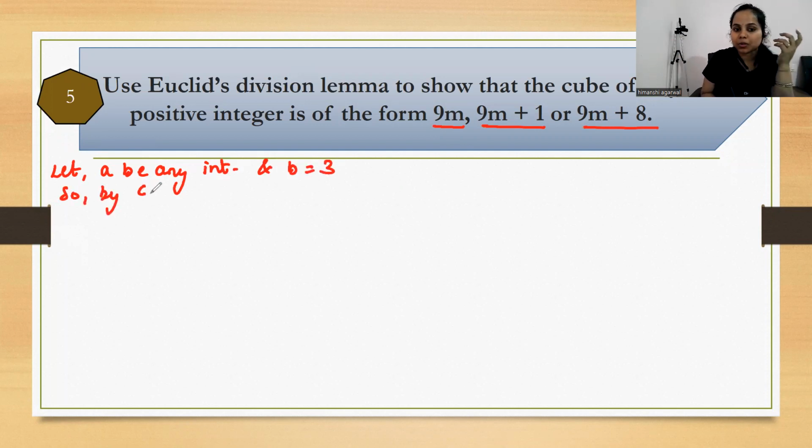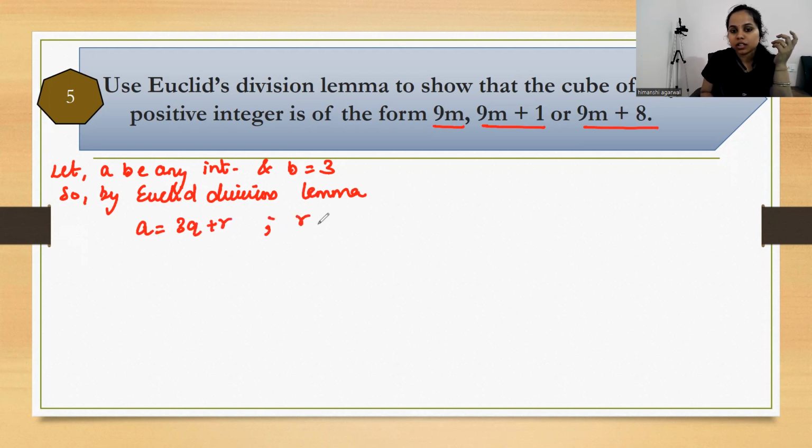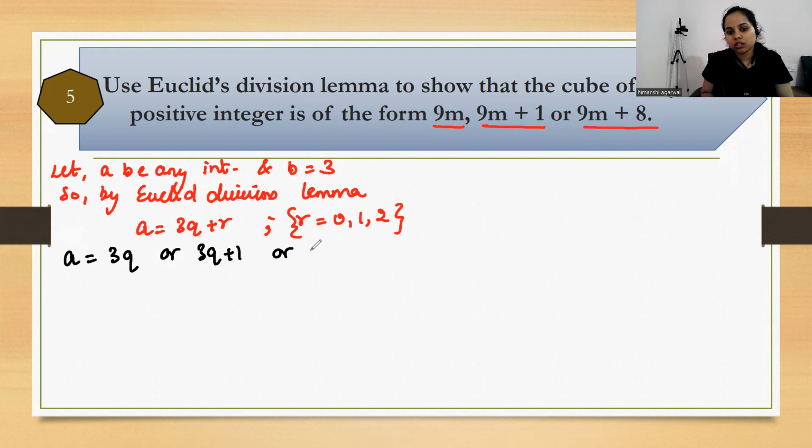सब समझ चुके होगे कि क्या आएगा अगली लाइन में? तो बाय यूक्लिड डिवीजन लेमा a क्या हो जाएगा? हो जाएगा 3q plus r, where r will be equals to 0, 1 or 2. Correct? All right. So now, what will the value of a? A can be 3q or 3q plus 1 or 3q plus 2.